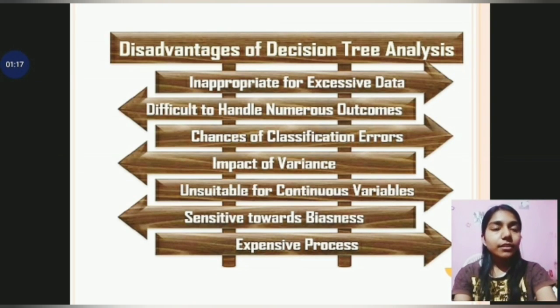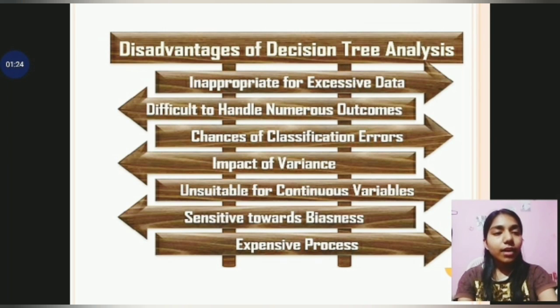Disadvantages of decision tree analysis. It is inappropriate for excessive data. It is difficult to handle numerous outcomes when there are numerous outcomes in the analysis. The chances of classification errors are there in it. There is also the impact of variance in it. It is unsuitable for continuous variables. It is sensitive towards bias, and it is a very expensive process, so it can't be afforded by all decision makers or organizations.